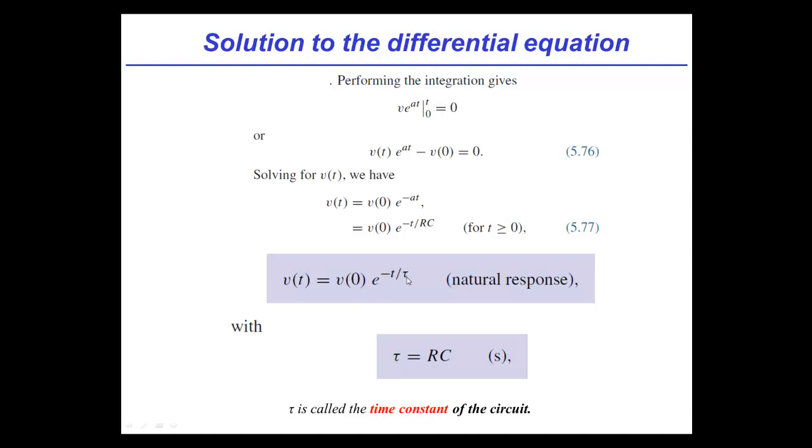Okay, let me see if I understand that. So that initial value that you had over here was calculated from the DC response.